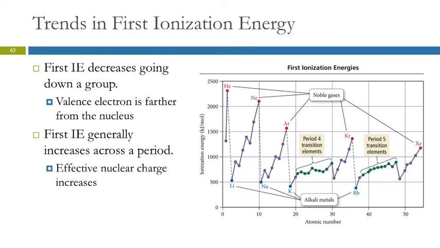You're pulling off a valence electron. As you go down a group, the atoms get bigger and bigger, and the electrons are farther from the nucleus. The attraction is proportional to 1 over the radius. The farther you are from the center, the easier it is to pull off.